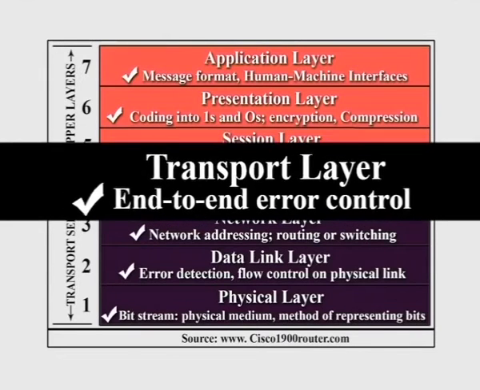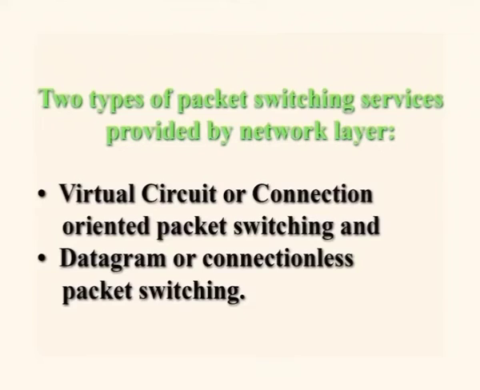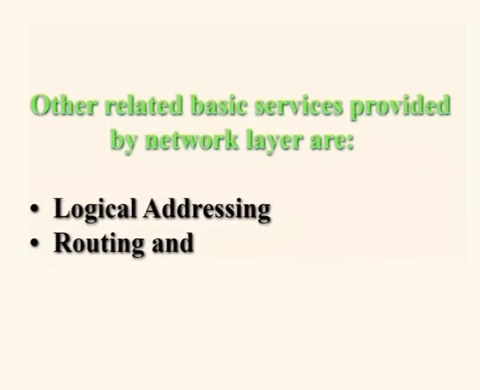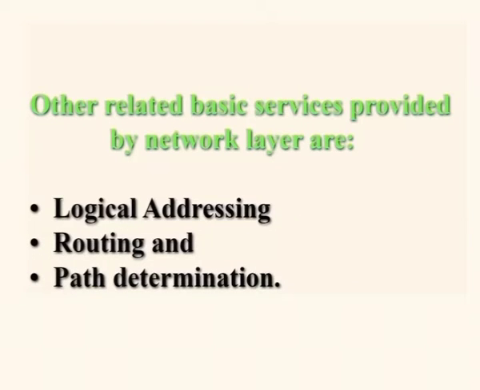The network layer provides two types of packet switching services. These are virtual circuit or connection oriented packet switching and datagram or connectionless packet switching. The network layer also provides 3 other related basic services. These are logical addressing, routing and path determination. In this program, we will take up types of packet switching and logical addressing, or commonly known as IP addressing.